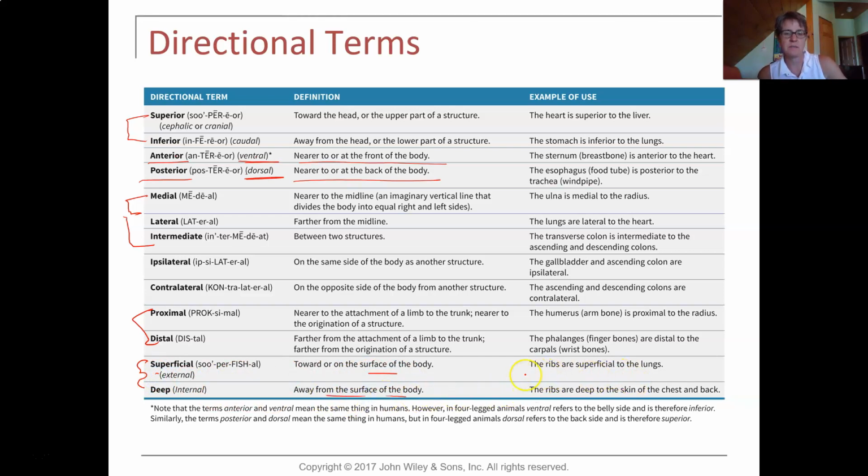Oh, look, there's even an example. So the ribs are superficial to the lungs because the ribs are on the outside of the lungs. You go deeper. Lungs are deep to the ribs. So the ribs are also deep because what's on the outside of the ribs is skin and some muscle. Let's just go with skin. So ribs are deep to the skin. Skin is superficial to the ribs, superficial to muscle, all sorts of stuff.